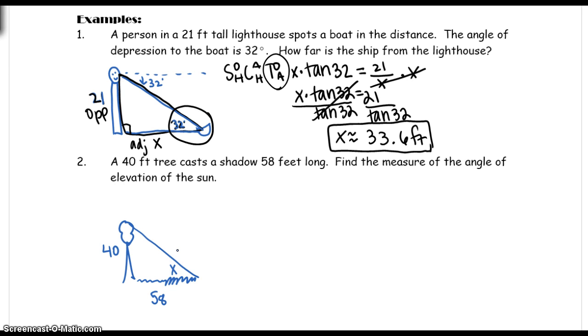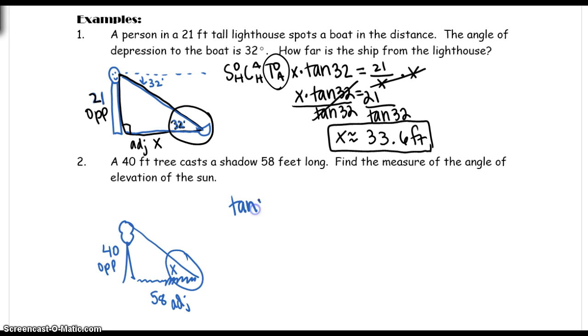Now we're going to take care of this the exact same way that we've always done it. We're going to circle our reference angle, and we're going to label. So we do know our opposite's 40. We do not know our hypotenuse, so we don't write the word hypotenuse. And we do know that our adjacent is 58. And this problem is very similar to the last one because it deals with opposite and adjacent. And we know with SOHCAHTOA, that's going to be tangent.